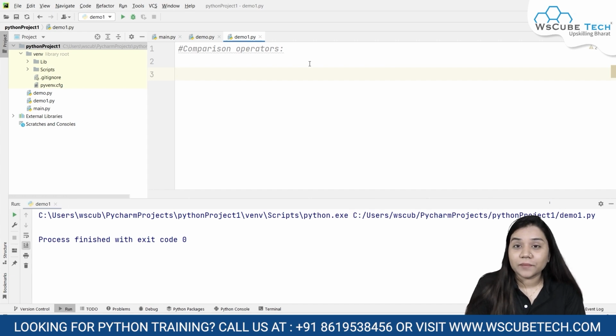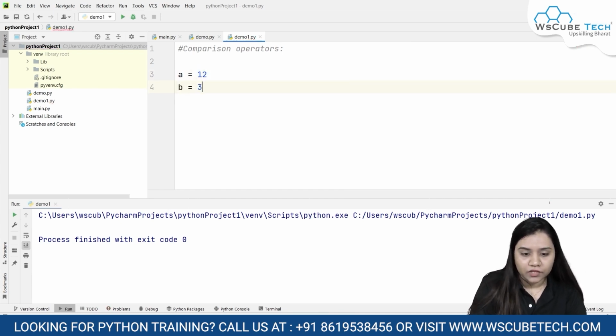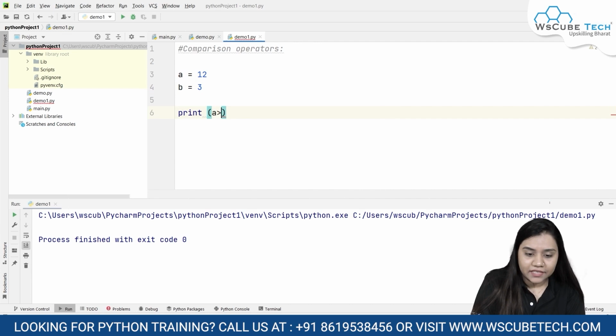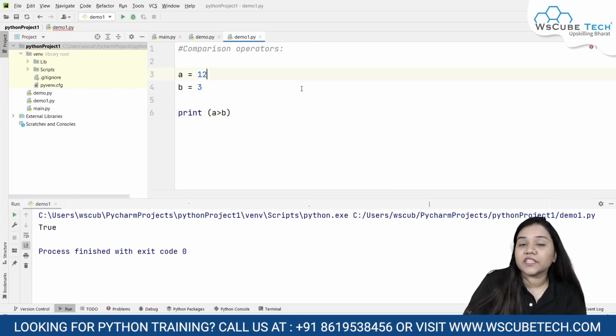So guys, here we will be considering two cases. Let's say I have an example over here. A is equal to 12 and B is equal to 3. Now first of all, let's consider the case of greater than. So print A is greater than B. Let's run and see what output it gives us. It gives us True, that yes, A is greater than B.